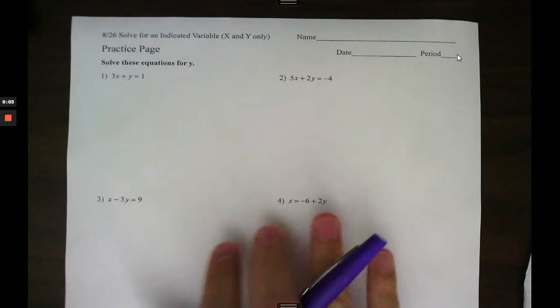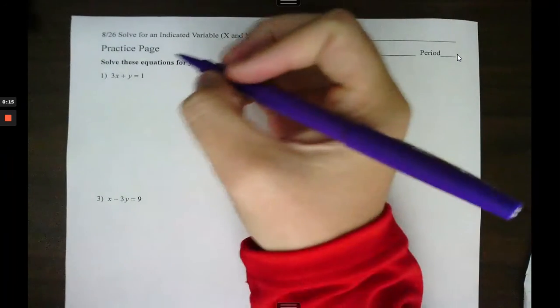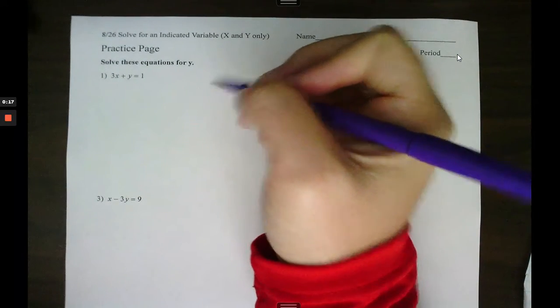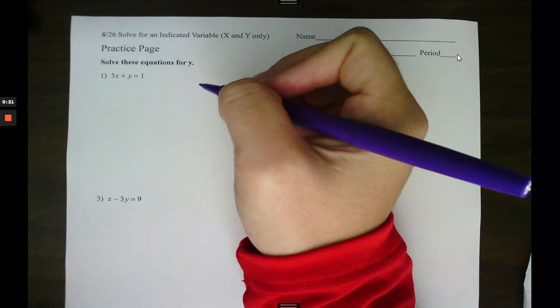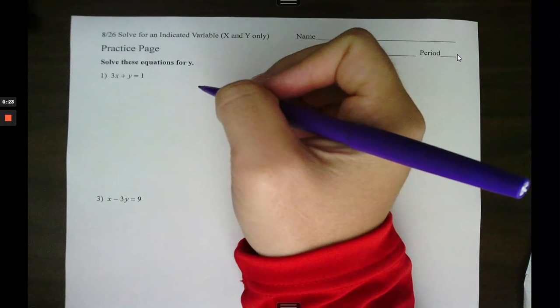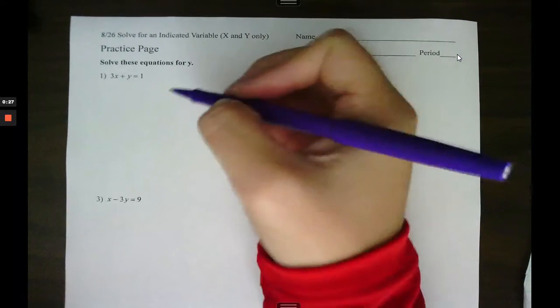Alright, we're going to look now at the practice page for Thursday, 8/26, solving for an indicated variable, x and y only. We will be doing other examples of this. This is kind of like a day one of this, but I think we're going to wait till everybody gets back for that, hopefully. What you'll find is that these are pretty repetitive, so once you get the pattern down, they're pretty straightforward. Hopefully you saw that from watching Ms. Roundtree's video. But here we go.